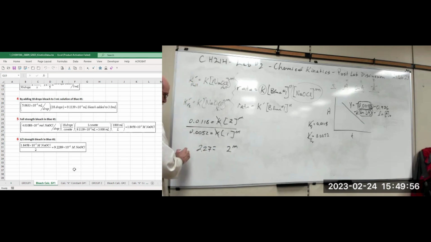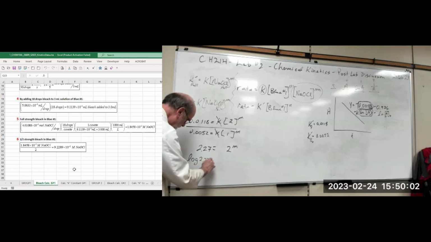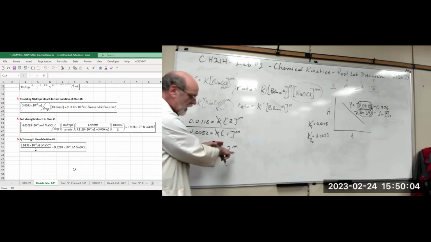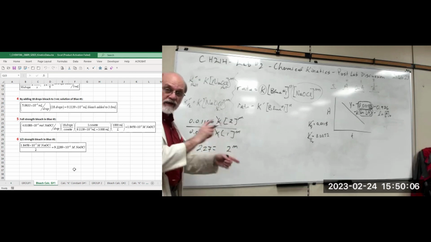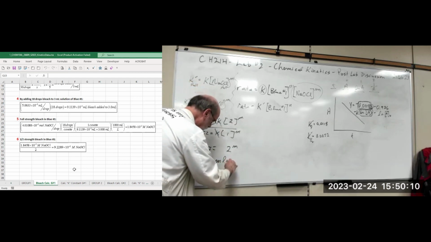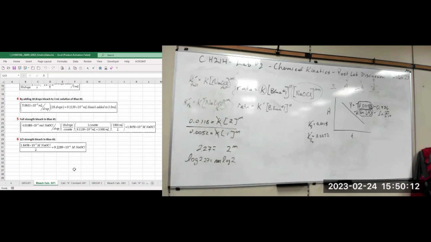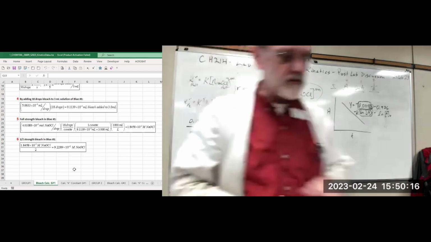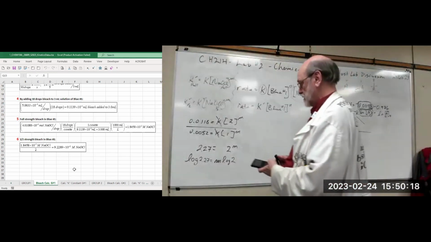So we're going to take the log of both sides. The log of this equals, and if you take the log of something to a power, the power becomes a coefficient. So it's M times the log of 2. Now all we need is to take the log of those two values and solve for M.